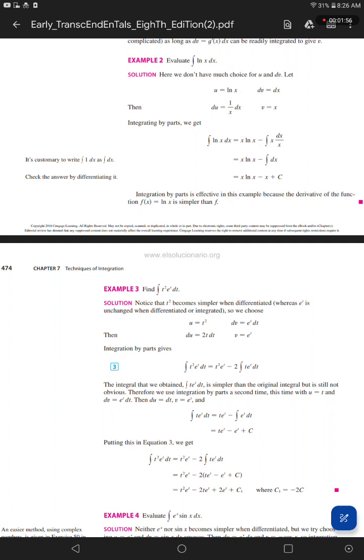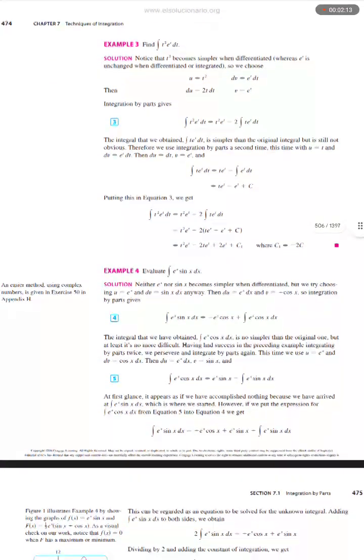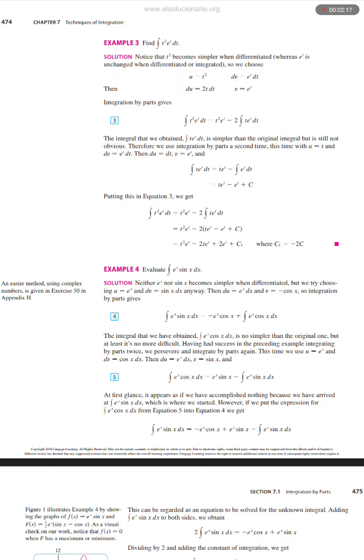Example 3. Find the integral of t squared e to the power t dt. Solution. Notice that t squared becomes simpler when differentiated, whereas e to the power t is unchanged when differentiated or integrated. So we choose u equals t squared, then du equals 2t dt, and dv equals e to the power t dt, where v equals e to the power t.